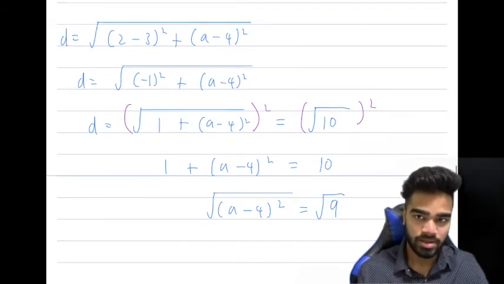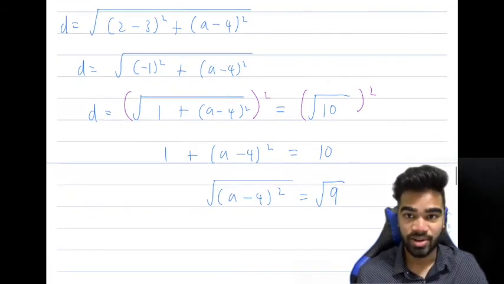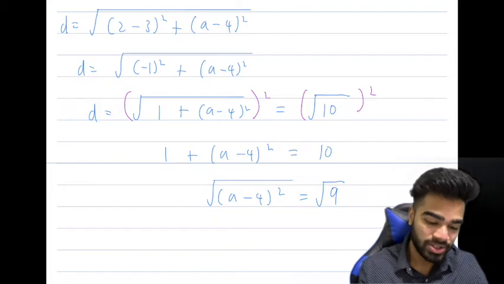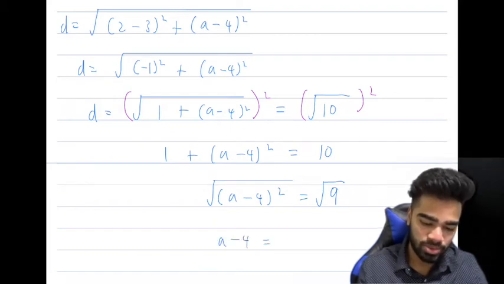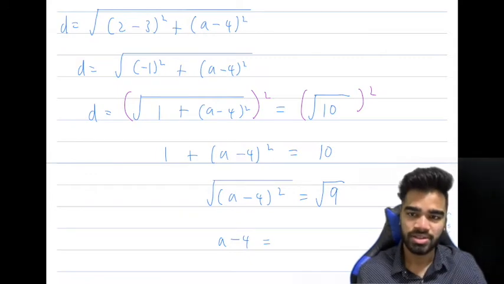Oh, that's the last time I'll say okay, I promise. So if you square root a minus 4 squared, you're going to have a minus 4 is equal to square root of 9, guys. What is square root of 9?